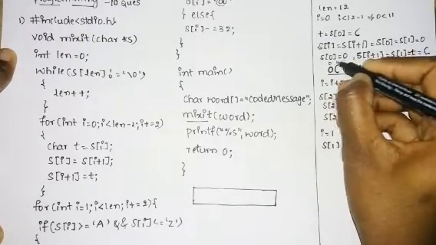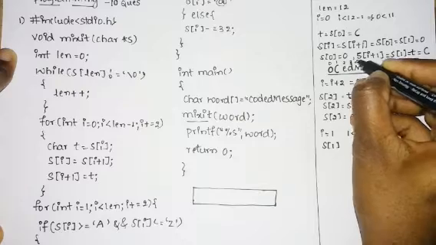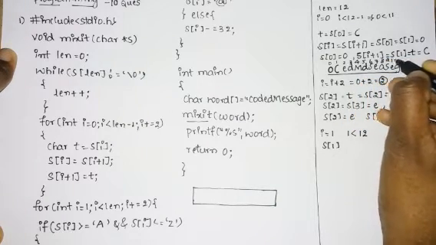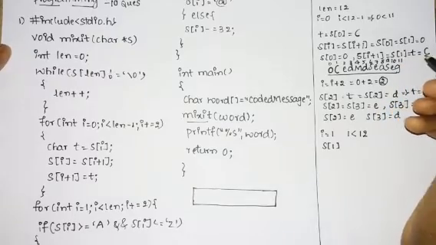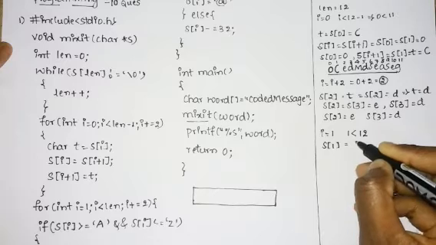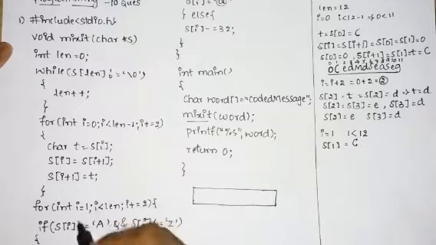Positions 0, 1, 2, 3, 4, 5, 6, 7, 8, 9, 10 as well as 11. So again, S of 1 is greater than or equal to A. What is S of 1? At the S of 1 position we have capital C. Whether capital C satisfies both conditions, since we have AND.